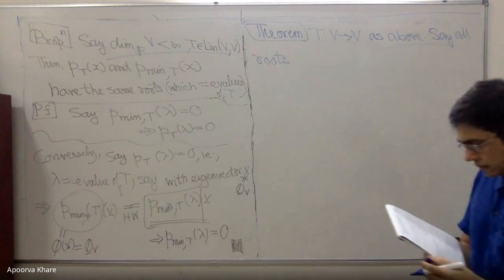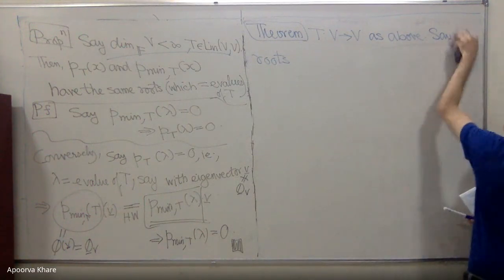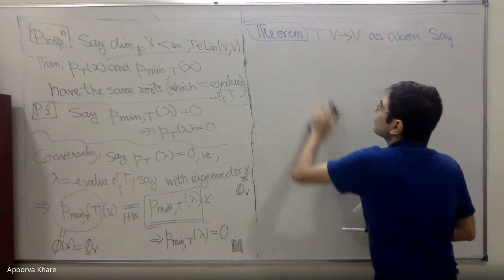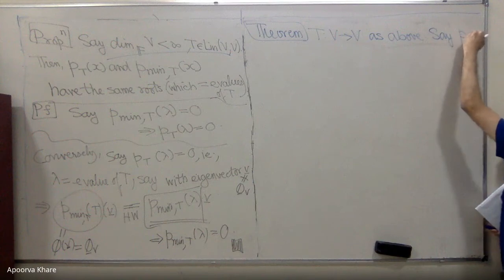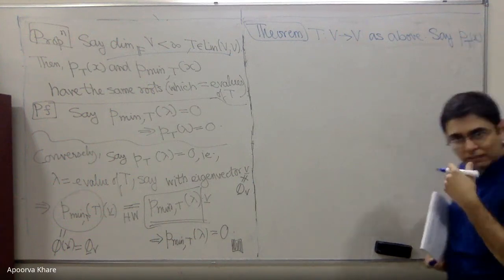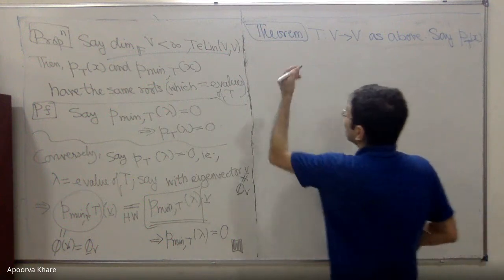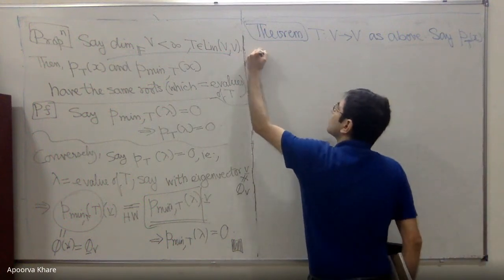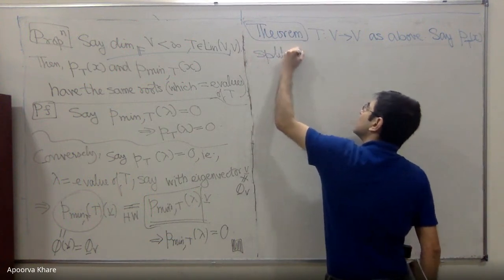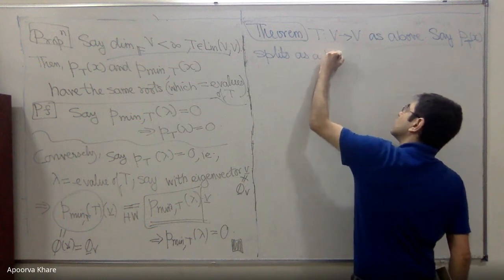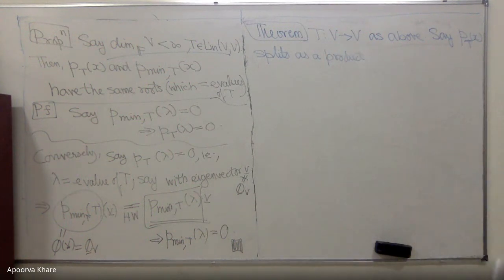What I want to really say is, suppose P_T of x can be factored into a product of linear factors. So all of them are roots, it has n many roots in the field. So it splits as a product of linear factors in F.